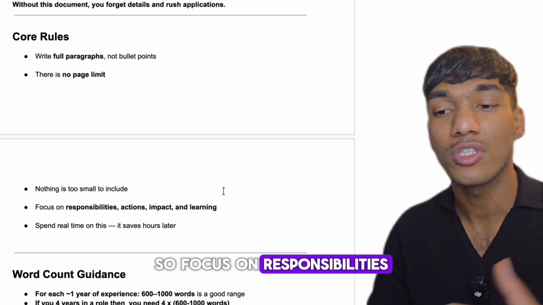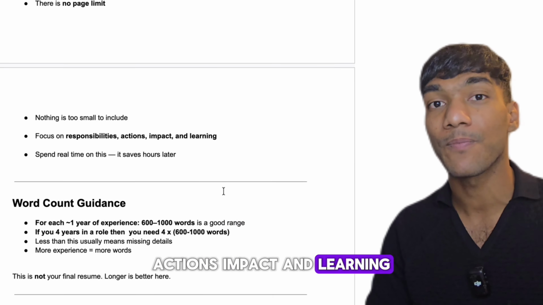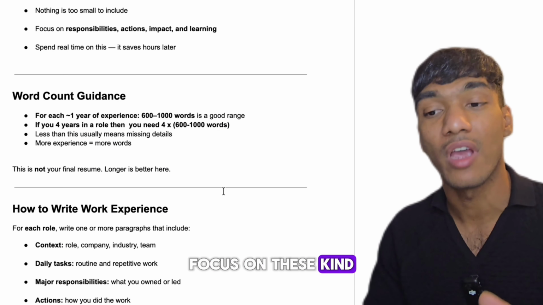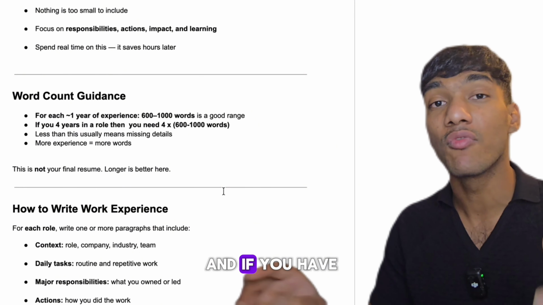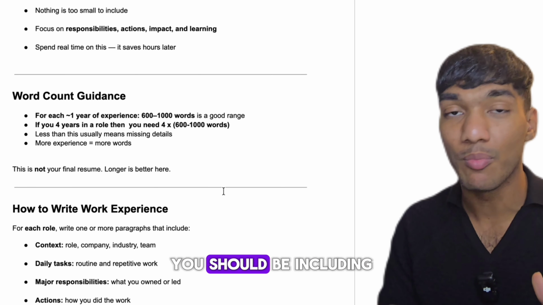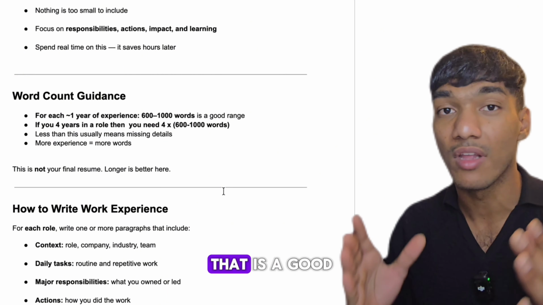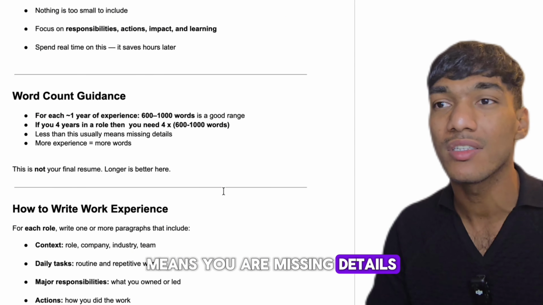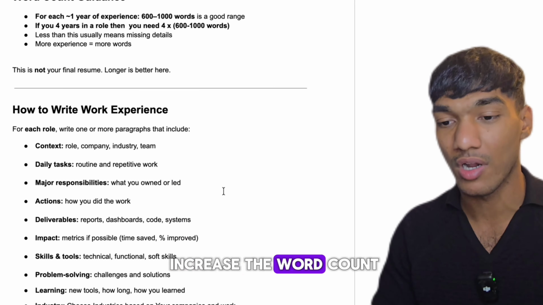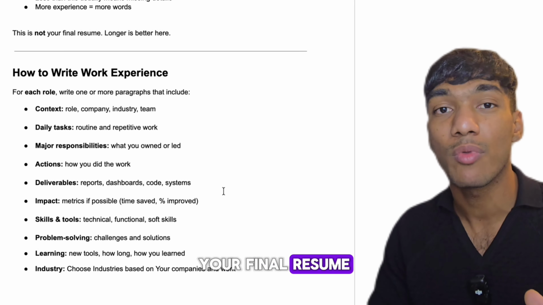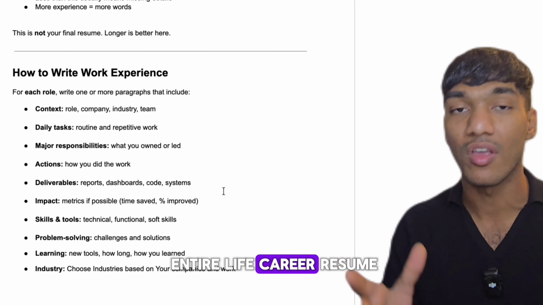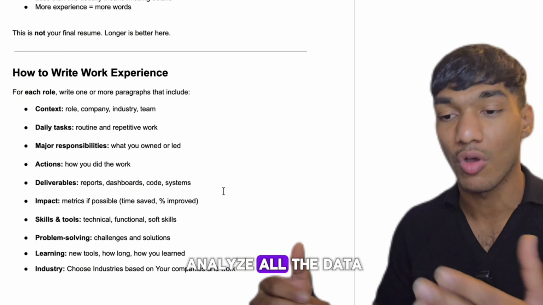Focus on responsibilities, actions, impact, and learning at your work, whatever the experience you have. If you have 1 year of experience, you should be including 600 to 1000 words. That is a good range. Anything less than 600 means you are missing details, and you need to increase the word count. This is not your final resume, but this is your master resume. This is your entire life career resume. From this, we will analyze all the data.